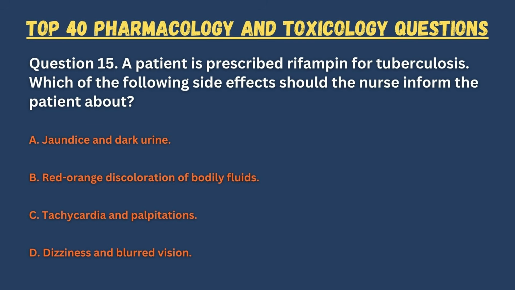Question 15. A patient is prescribed rifampin for tuberculosis. Which of the following side effects should the nurse inform the patient about? A. Jaundice and dark urine. B. Red-orange discoloration of bodily fluids. C. Tachycardia and palpitations. D. Dizziness and blurred vision.